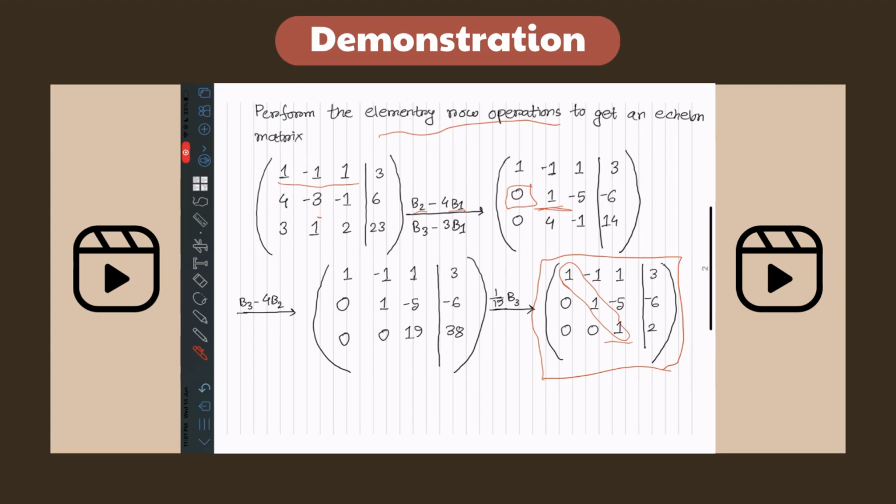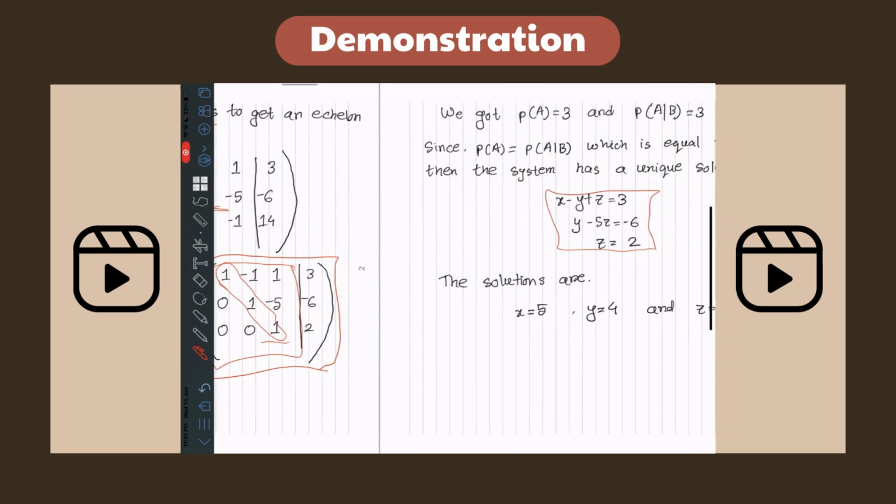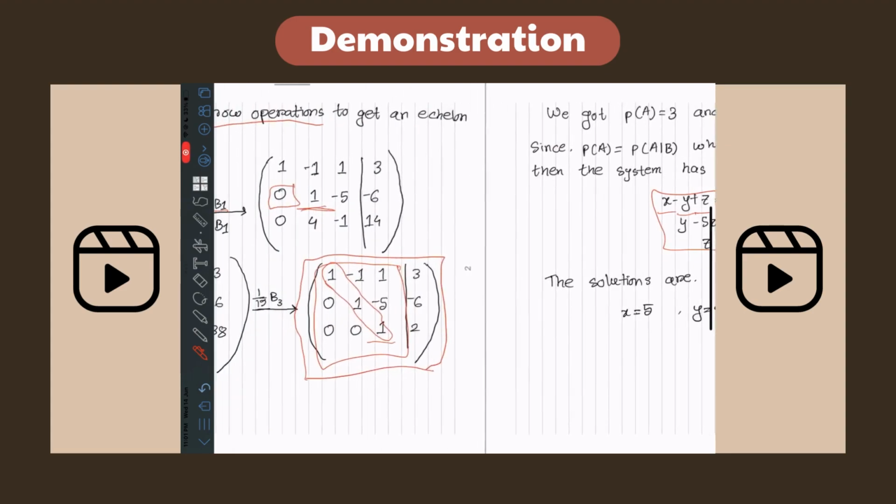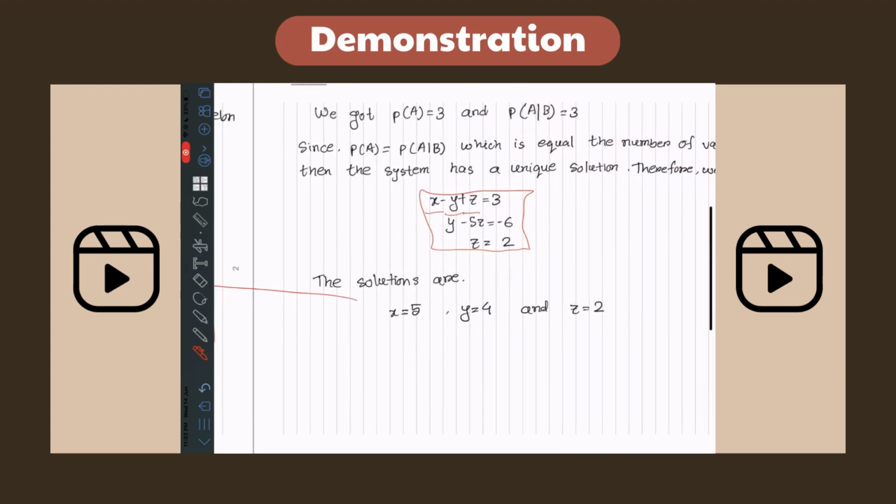So we can substitute the coefficients of x, y, z from the augmented matrix, and we can form three equations over here. And by substituting the value of z, we can obtain the value of y, and substituting the values of y and z, we can find the value of x. And we can see we will find the solution as x equals 5, y equals 4, and z equals 2.